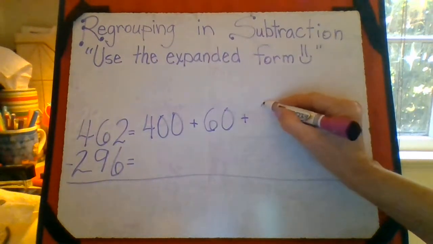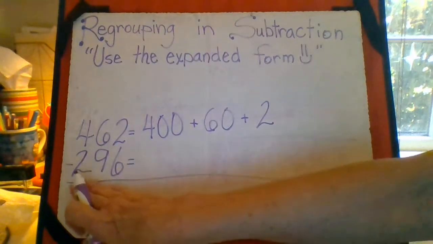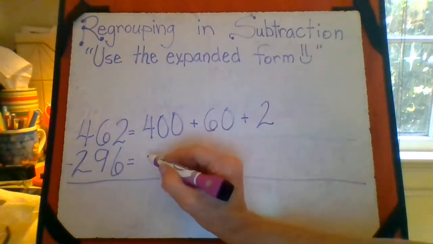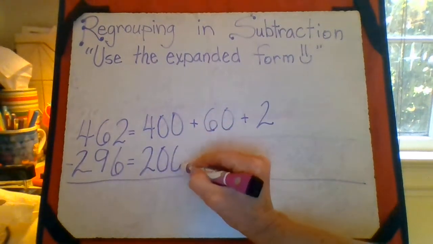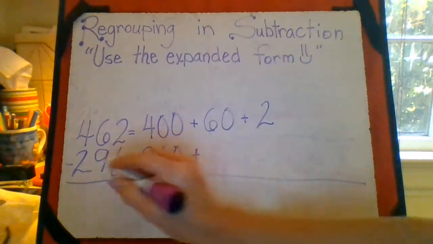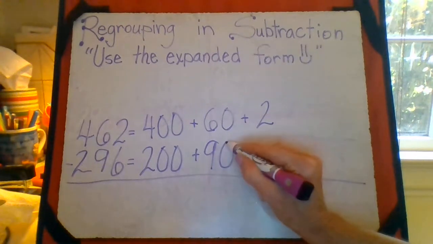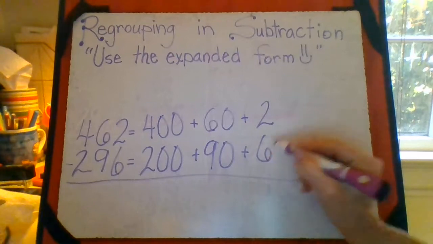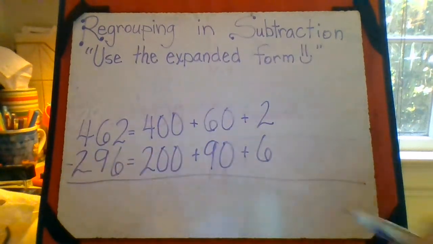I have 2 ones. Now I'm going to stretch out my bottom number. I have 2 hundreds, 9 tens, and 6 ones. Now I'm ready to subtract.